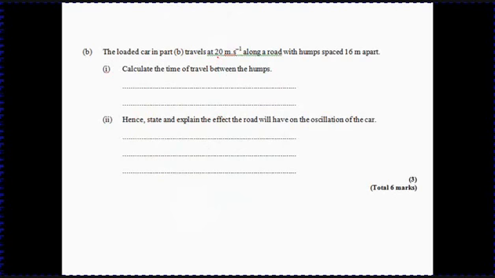Okay, the next part of this question should be really easy. Hopefully this is the time to travel between the 2 humps for a car. It's going at 20 meters per second and the humps are spaced 16 meters apart. So this is speed equals distance over time. Time equals distance over speed. 16 meters apart, 20 meters per second. Gives us a time of 0.8 seconds between the humps.